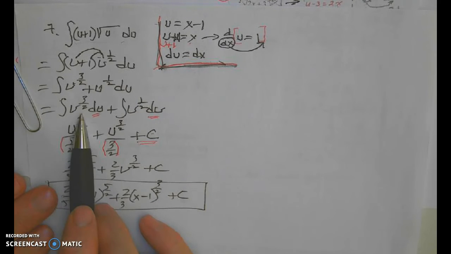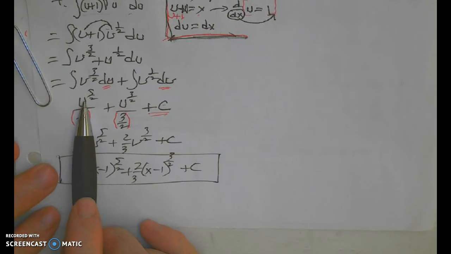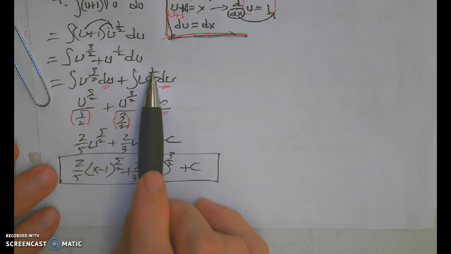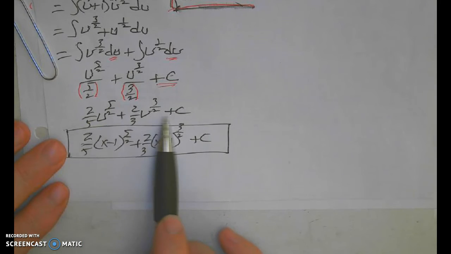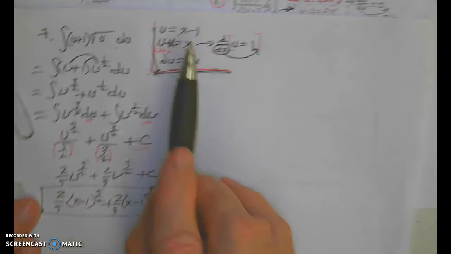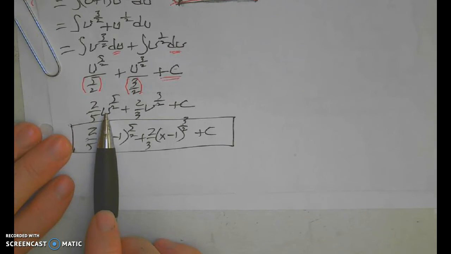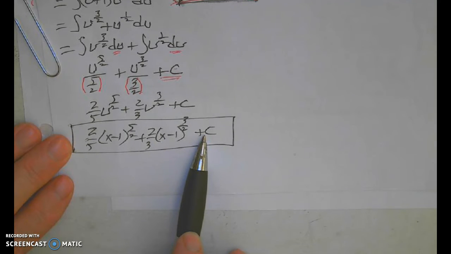When I take the integral of each term, don't forget the du, and then I'll end up with 5/2. 3/2 plus 1 is 5/2. 1/2 plus 1 is 3/2. Then I simplify it into this expression, and then I go back up to what u is. It's x minus 1. Plug that x minus 1 in here, and don't forget your plus c. You're done with number 7.